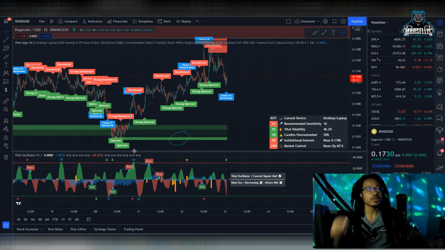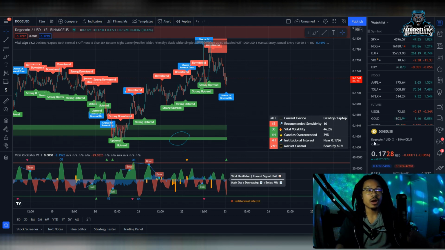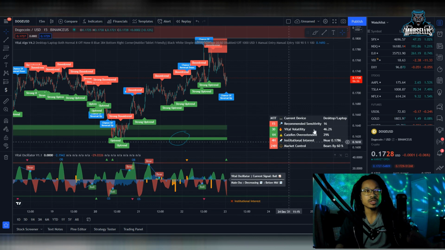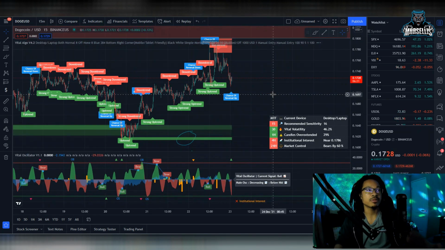Now let's go over Dogecoin. So first thing I want to talk about here, look at the 24-hour market control. The 24-hour market control over here is in control by the bears by 60%, showing we are 60% bears, but that means that we are 40% bullish. So I want to mention a few things here.